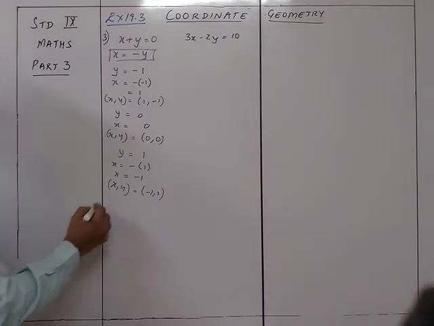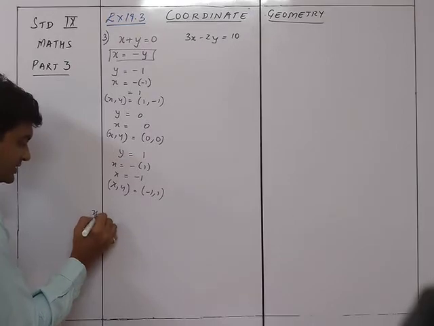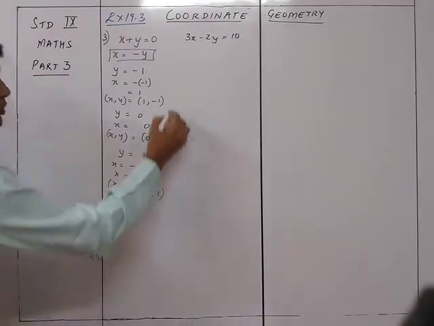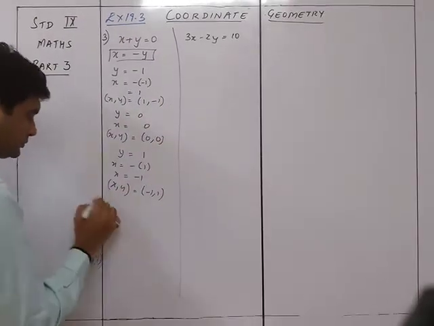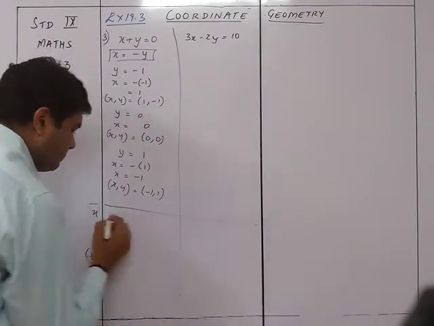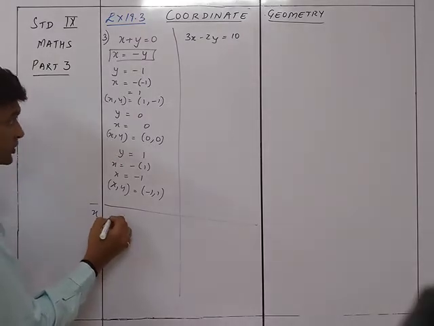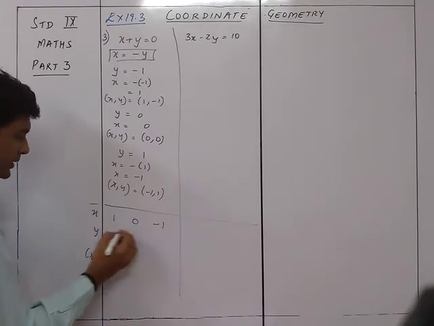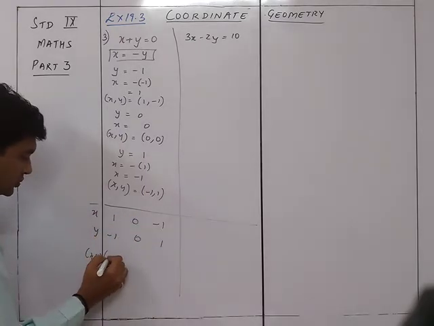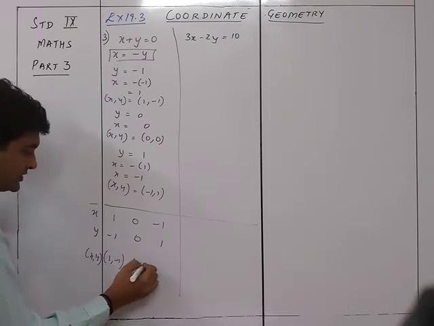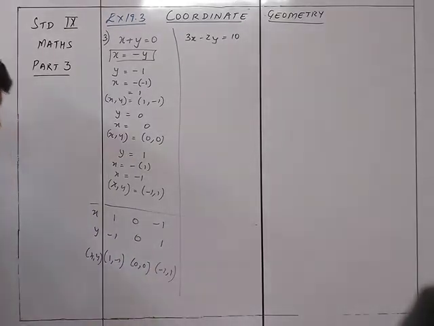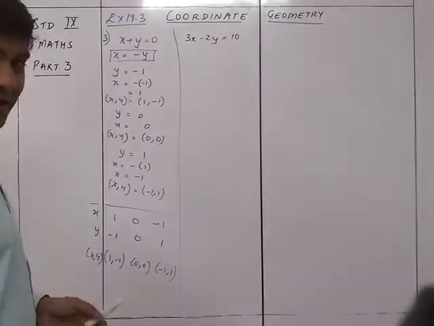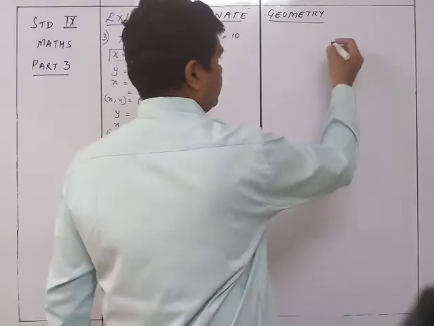Okay, so we get the values of x, y and x comma y over here. The x values are 1, 0 and minus 1, and the y values are minus 1, 0 and 1. So 1 comma minus 1, 0 comma 0 and minus 1 comma 1. So this is the table for the first equation. We can now make the table for the second, or we can just plot it also. So let's plot it.